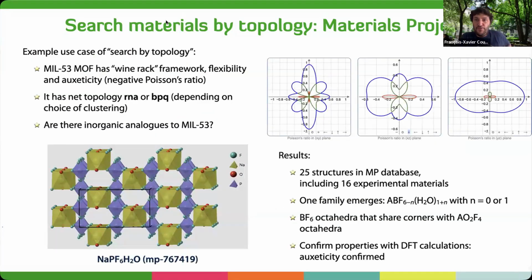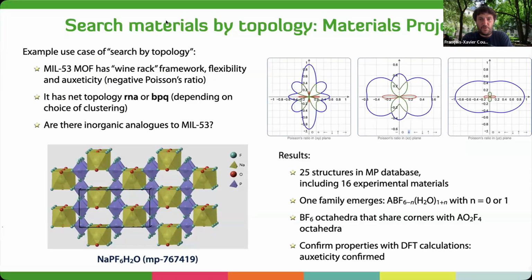So an example that we did recently is, we know that there is a specific metal organic framework called MIL53, which has a kind of diamond shape, so wine rack topology. It looks like that, and it can expand or contract. It's very flexible, and it has all sorts of interesting properties because of this wine rack type framework.